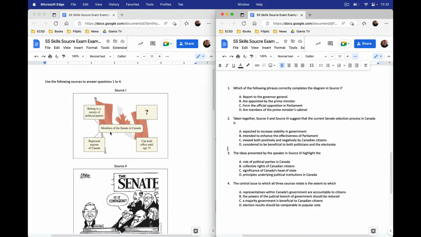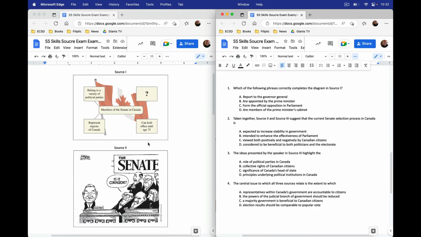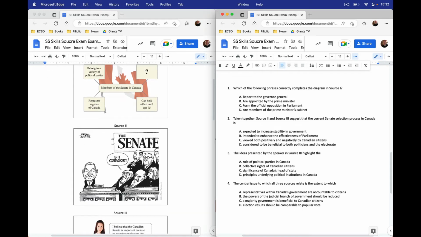Source number 1, members of the Senate in Canada belong to a variety of political parties, represent regions of Canada, and can hold office until age 75. So we need to look and see what this question mark will be. Source number 2 is a cartoon. We've got the Senate, and all the senators are represented here on the right-hand side. And we have elected people here on the left-hand side, and we know they're elected because we have a placard here that says elected. And one senator says, "Is it contagious?"